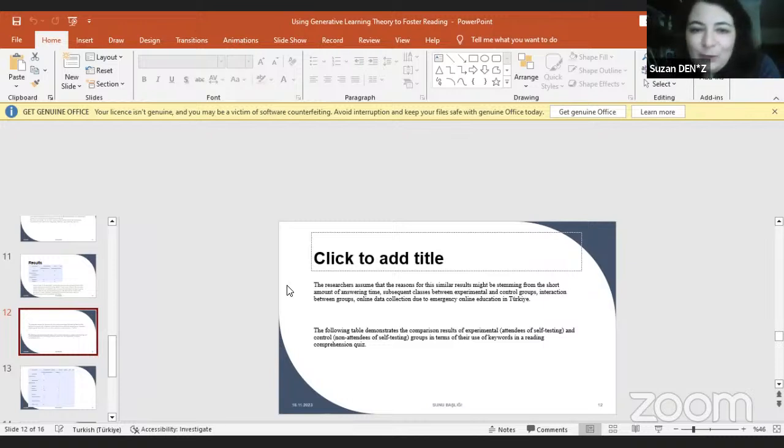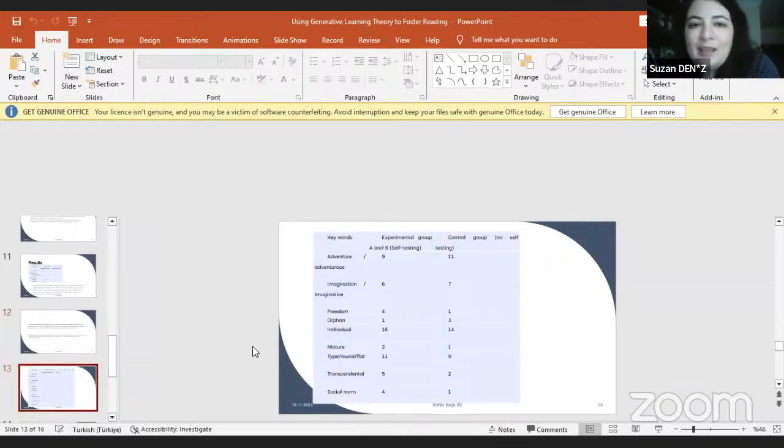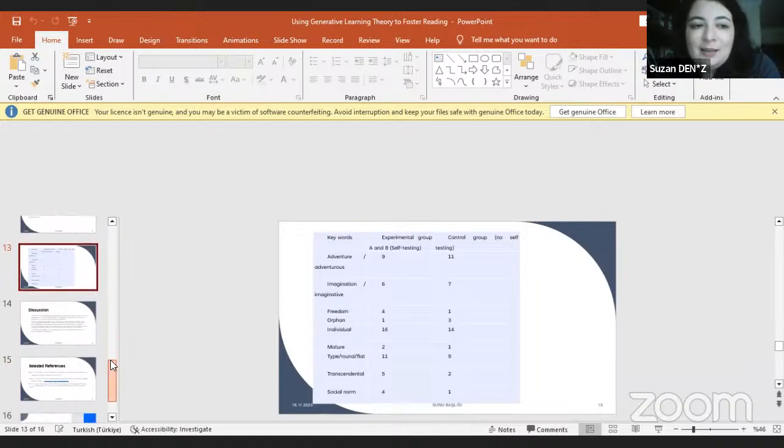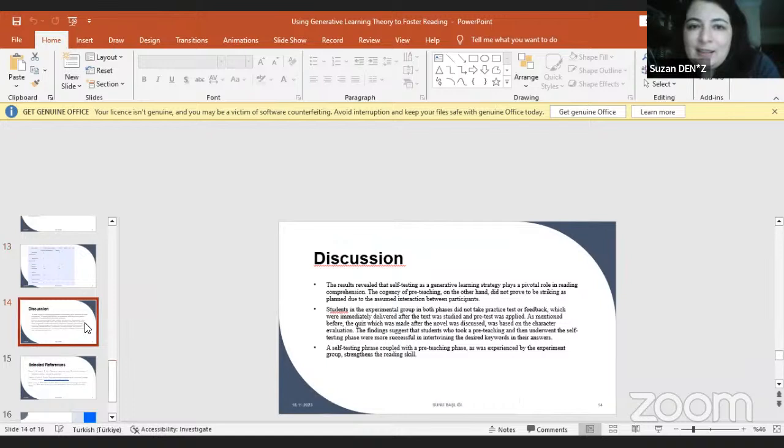And the following table demonstrates the comparison results of the experimental and the control groups in terms of their use of keywords in a reading comprehension quiz. When we examine the table, the difference becomes a larger gap in this experiment. And therefore, I can come to the discussion. Sorry, I'm trying to use my time economically.